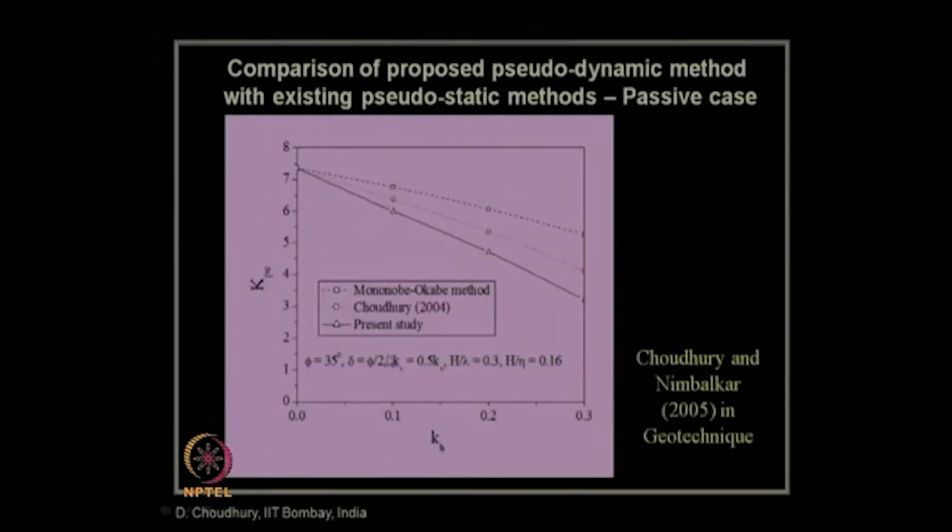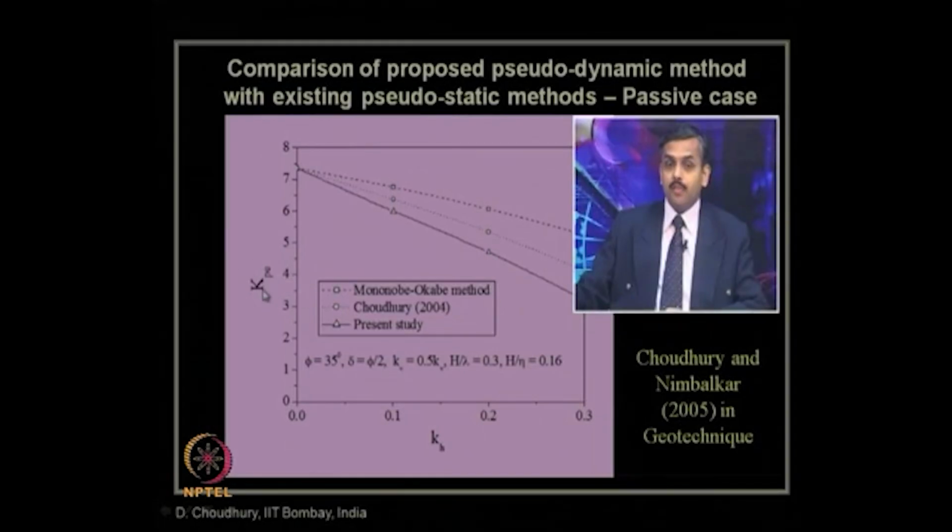Let us look at these values, which are also available in this journal paper of Geotechnical by Chaudhary and Nimbalkar 2005. This passive earth pressure coefficient, the design value, this dotted line is for Mononobe-Okabe with these rectangular boxes. Then this dotted line with circles is proposed by Chaudhary in 2004, and the triangular one is the present study, meaning this pseudodynamic approach. You can see the design value Kpe is minimum what we are obtaining in the pseudodynamic method compared to the conventional pseudostatic method.